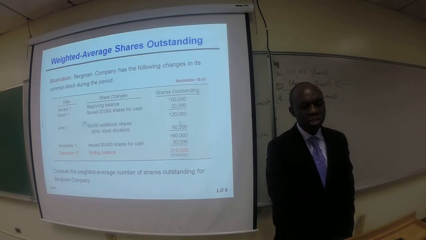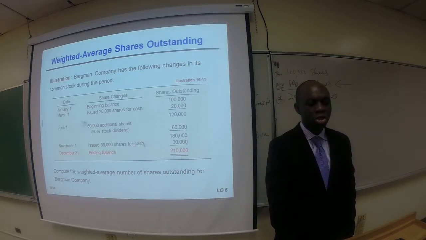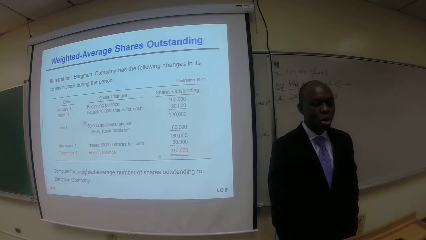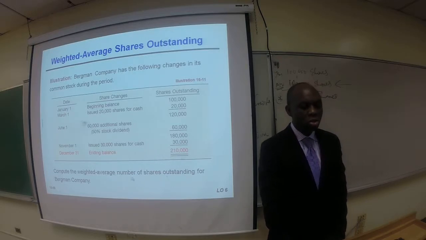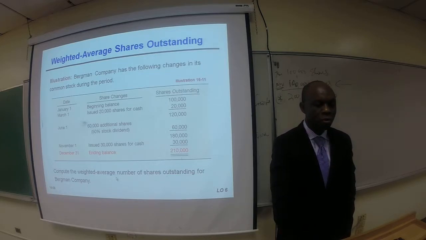So at this point in time, 50% stock dividend of 120,000 is 60,000. So the company now have 180,000 shares. On November 1st, they issued 30,000 shares for cash. So at the end of the year, they had 210,000 shares. So we are now to compute the weighted average number of shares outstanding for the company.